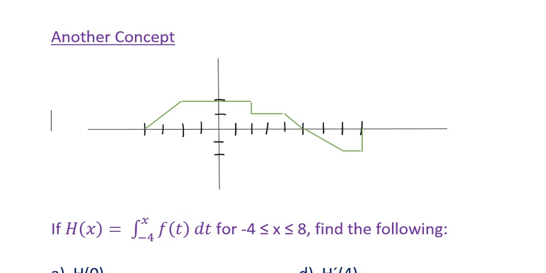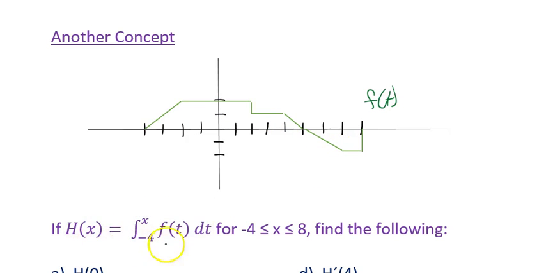Okay, so now we're going to look at another concept that's kind of related to all this, and this is looking at graphs, and usually they're stuff that can be figured out geometrically. So I have this graph here. I'm going to call it f of t, and yes, I know it doesn't pass the vertical line test, but it's easy to work with geometrically. So we're going to work with it.